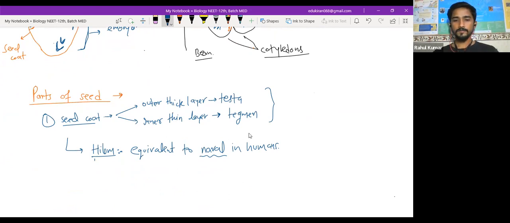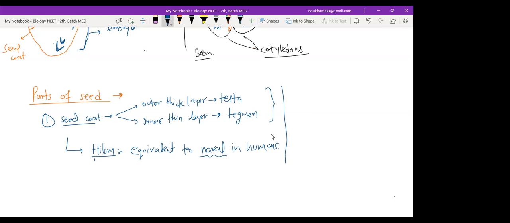Those who have just joined today should know that the seed coat is also for protection, and there are a few things that I'll start discussing now. Is the recap till now understood by everyone, especially the new students? Okay, so I'll start with parts of seed again.